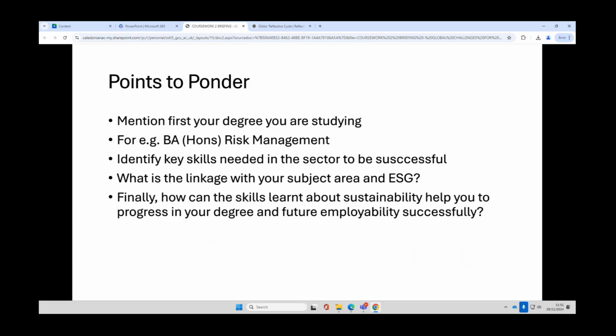What can you think about here? Mention, first of all, what degree you're studying. You can write in the first person: I am studying a BA Honors in Risk Management or Business Management or something else. Identify the skills required in your sector to be successful. Make a linkage between that subject area and ESG. And finally, how can the skills learned about sustainability help you to progress in your degree and future employability successfully?